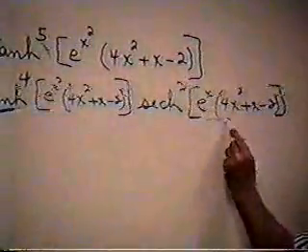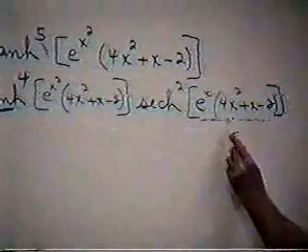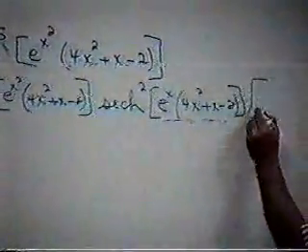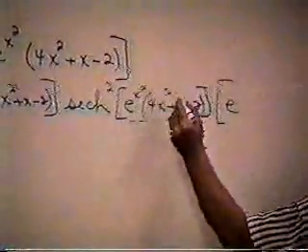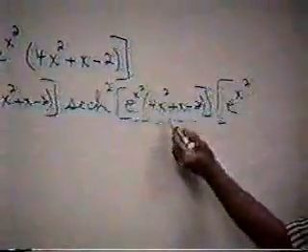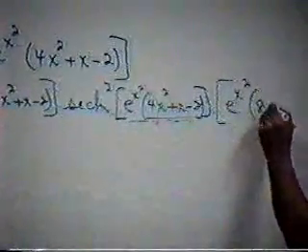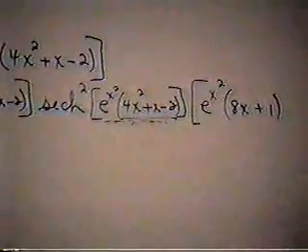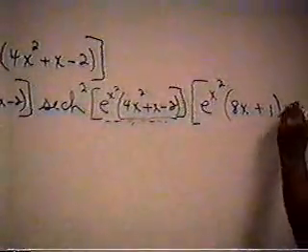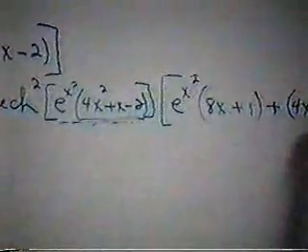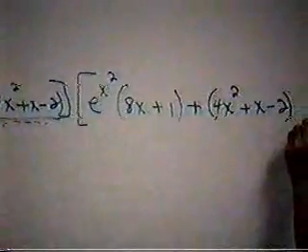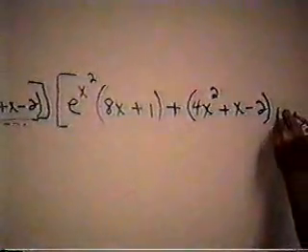Then times the derivative of the angle, the object. Well, that's a product rule. So that's going to be times, all right? Write the first one down. This is e to the x squared. So first one down and take the derivative of the second one, which is 8x plus 1. Plus, write the second one down, which is 4x squared plus x minus 2, times the derivative of the first one, which is e. Derivative of e is itself, times the derivative of the power.